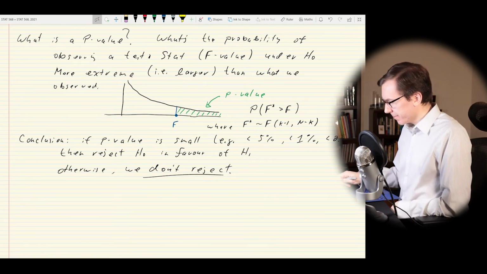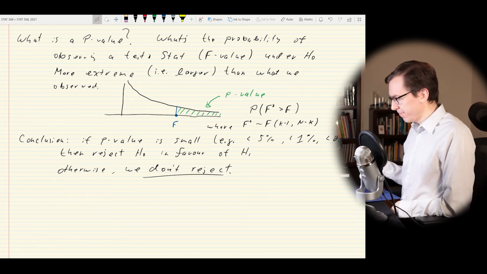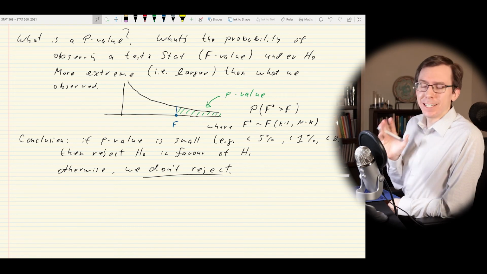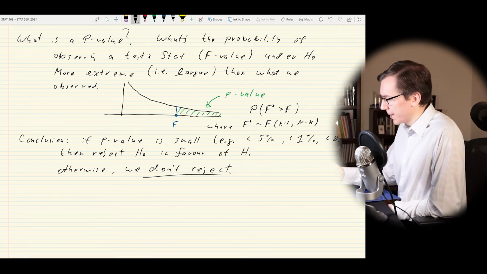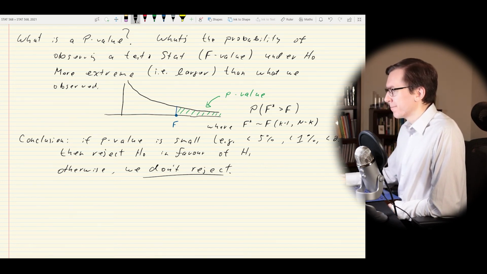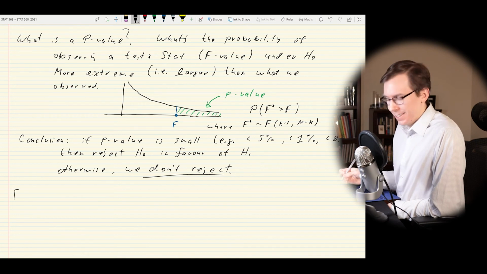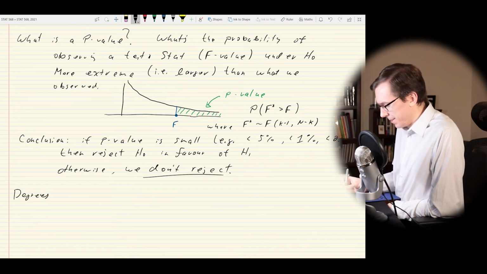So, all right, what else do we need to do? Well, let's talk a little bit more about degrees of freedom before we go forward. All right, so degrees of freedom.